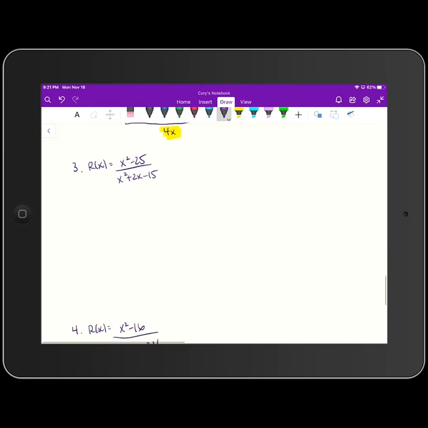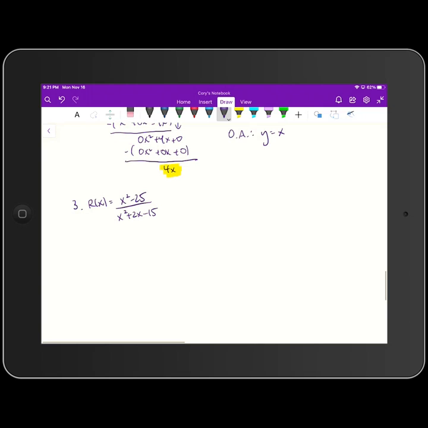Let's take a look at number 3. We'll do 3 together, and then I'll let you try number 4 on your own. So for number 3, we have the function r of x equal to x squared minus 25 over x squared plus 2x minus 15. So again, step 1 for us here is to check to see if this rational function is in lowest terms. So I'm going to factor the numerator and denominator. The numerator is the difference of two squares, which factors to x plus 5 times x minus 5. And our denominator is going to factor to x plus 5 times x minus 3. So when we look at this, we see that the rational function is not in lowest terms.